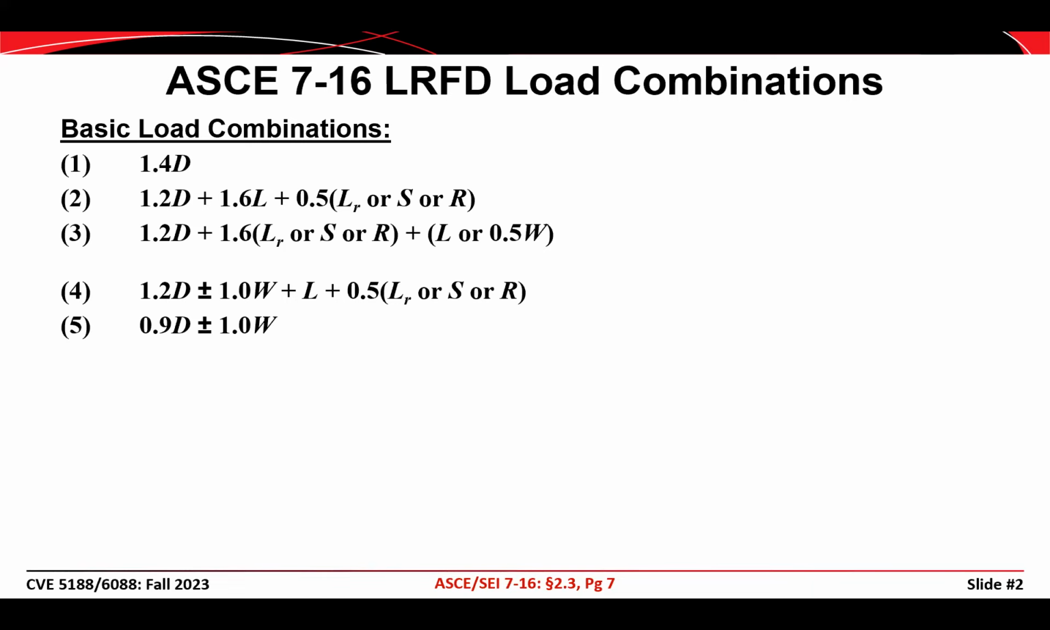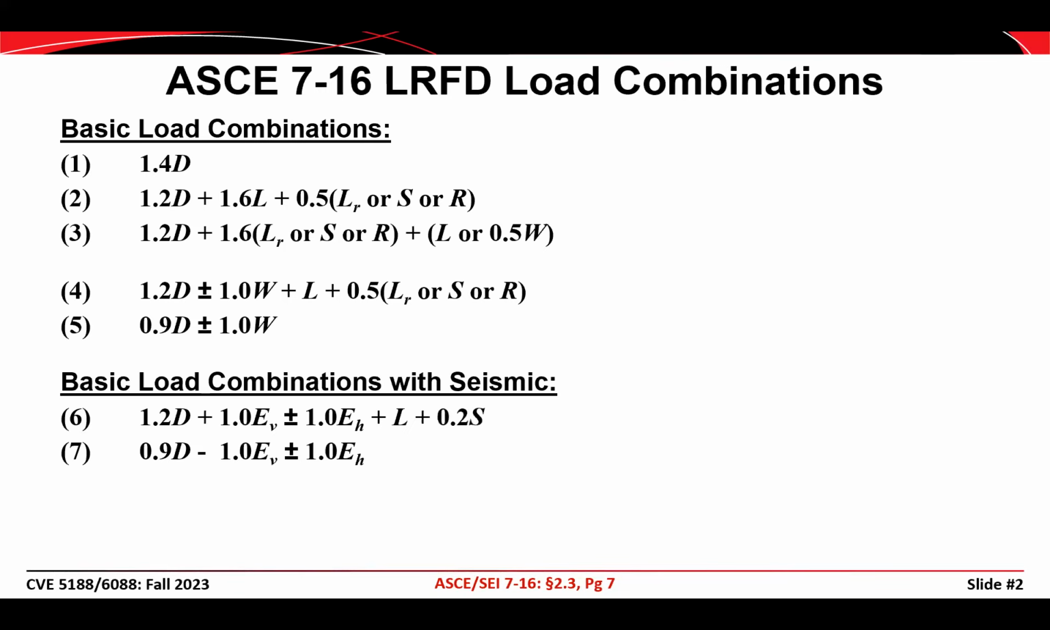Load combination number 3 is a dead load with the roof loading at its maximum lifetime level and the other live load at its arbitrary point in time level. Then load combinations 4 and 5 deal with wind. And then finally, load combinations 6 and 7 deal with seismic.